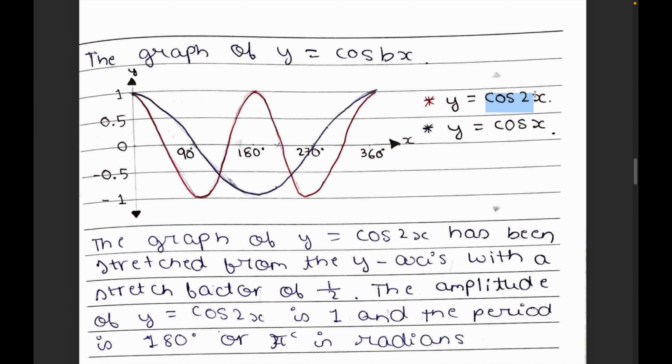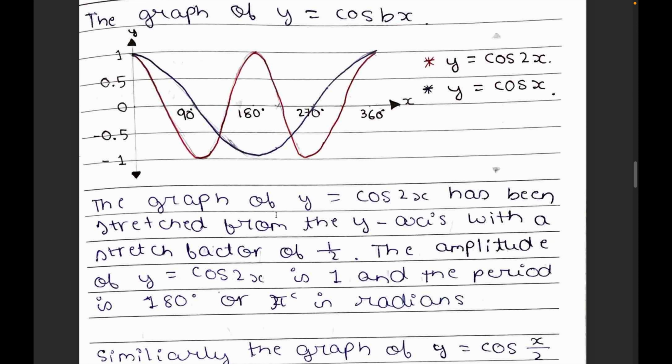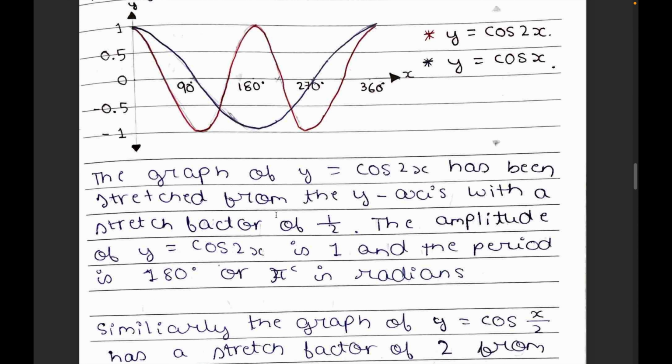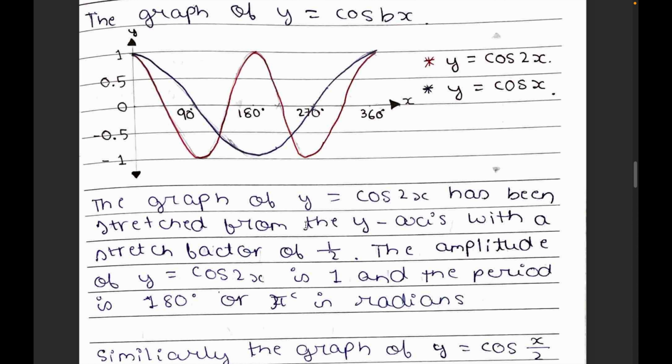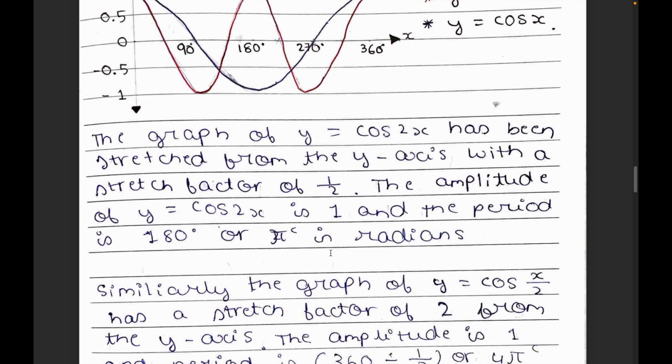So if we have cos 2x, then the period would be 180 degrees. So it keeps repeating. For every 180 degrees, you're going to have one cycle. The graph of y equals cos 2x has been stretched from the y-axis with a stretch factor of 1 by 2. So this is the y-axis, and it has been stretched by a factor of 1 by 2. And the amplitude of this remains the same, but the period would become 180 degrees.